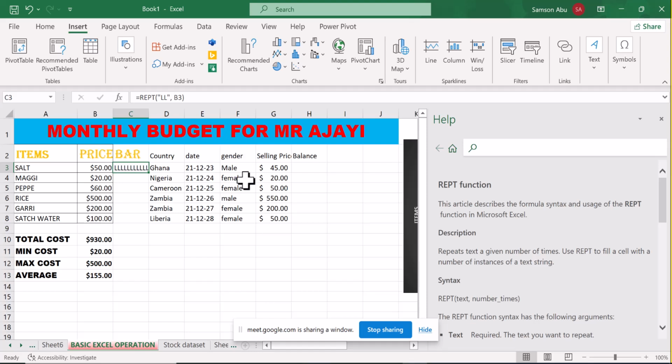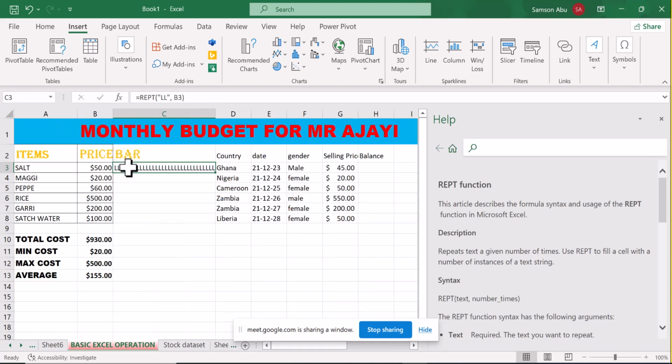Now look at what I did. I entered this function called REPT. Type equals REPT, open your parentheses. Then the text that you want to represent, put it inside quotes, comma, space, then you select the cell and click OK.